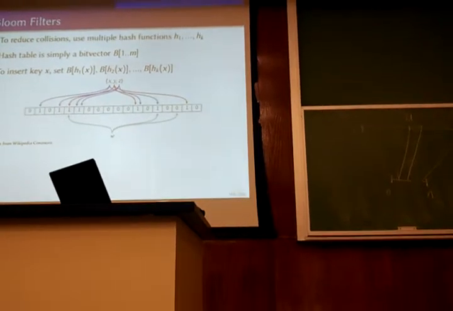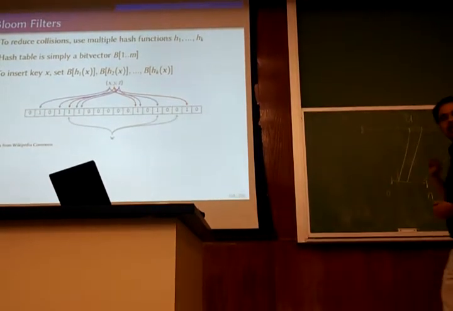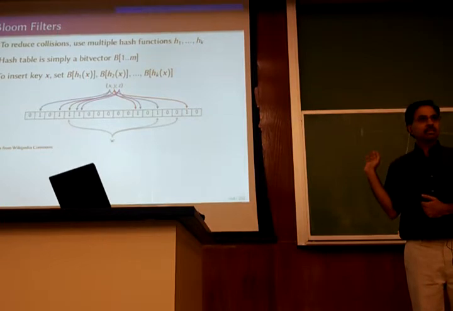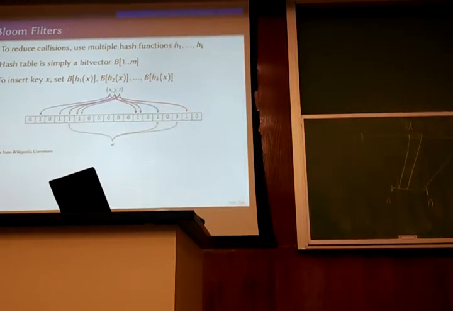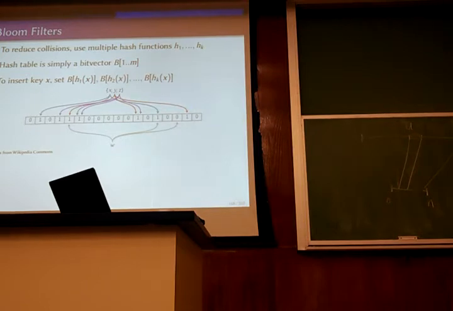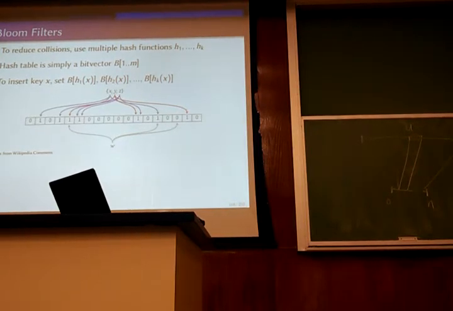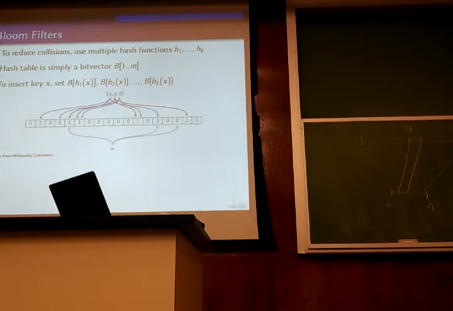And if all of them are set, then you can say that that particular element is in the hash table. If not all of them are set, even if one of them is not set, then you know for sure that it is not in the hash table.